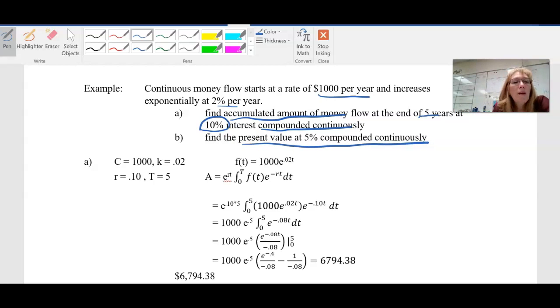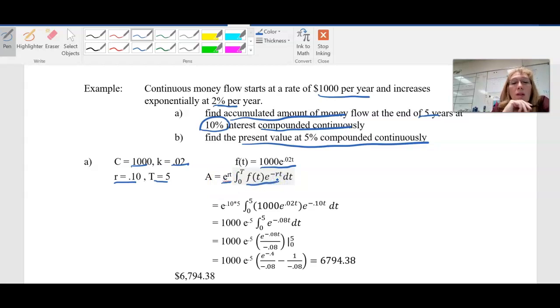So let's start with A. I am given 1,000. I have a 2% increase. I have an interest rate of 10% that I'm earning, and I want to do this for 5 years. So we know it's 1,000 e to the 0.02t. That's just your formula, right? PERT.